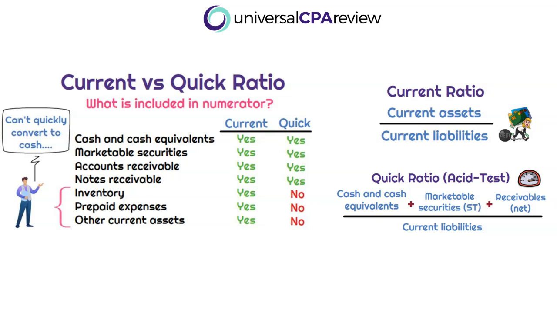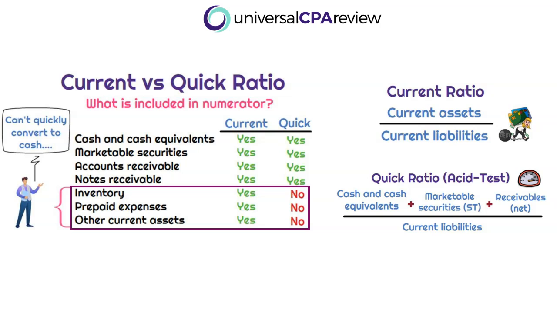Right, so as you can see, again, the key difference is the numerator. And when we look at this visual here, you can easily see what is included versus excluded for both of these ratios. And so really the key difference, again, is focusing on those items that we cannot quickly convert to cash, and those are excluded from the quick ratio.